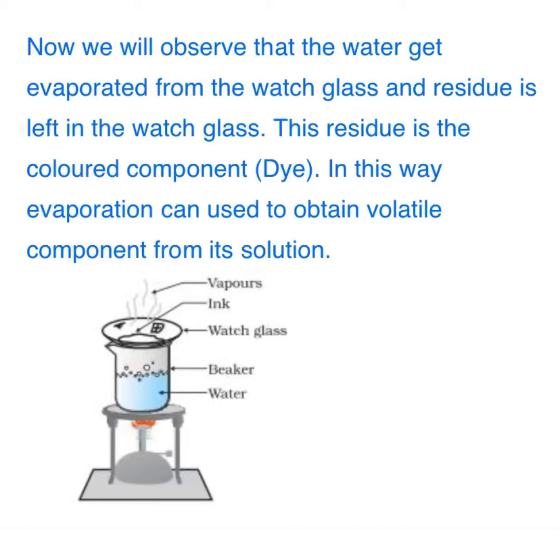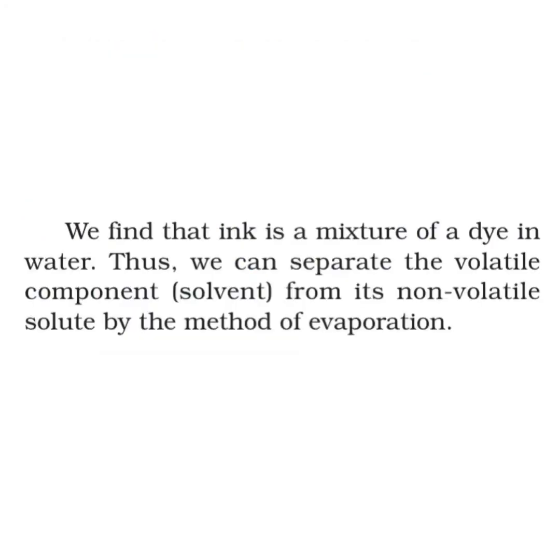Now we will observe that when water gets evaporated from the watch glass, residue is left in the watch glass. This residue is the colored component which is called dye. In this way, evaporation can be used to obtain a volatile component from its solution. What is a volatile component? Volatile components are the components which can be easily evaporated. So, by the process of evaporation, we can obtain dye from blue or black ink. Thus, we find that ink is a mixture of a dye in water. Thus, we can separate the volatile component, that is the solvent, from its non-volatile solute by the method of evaporation.